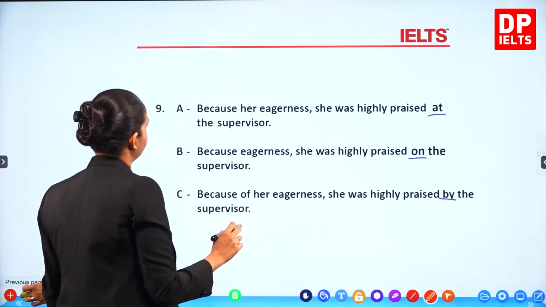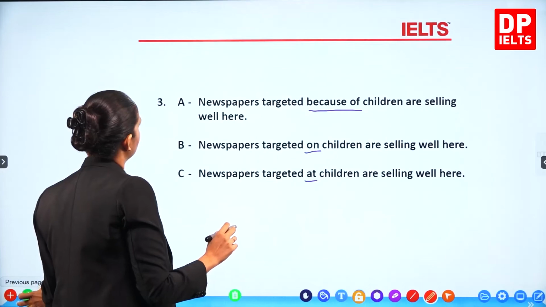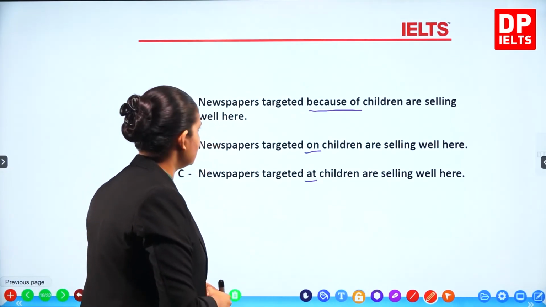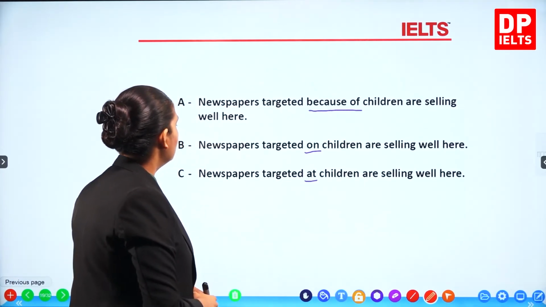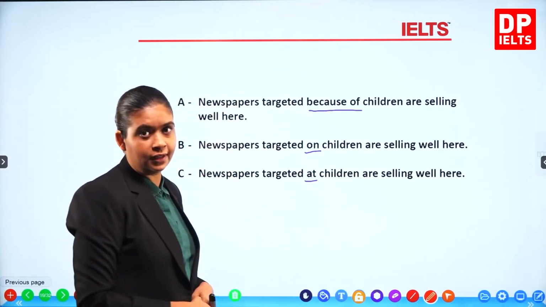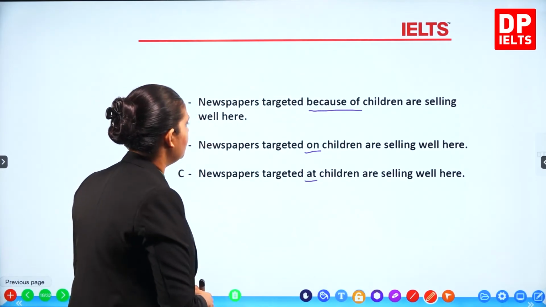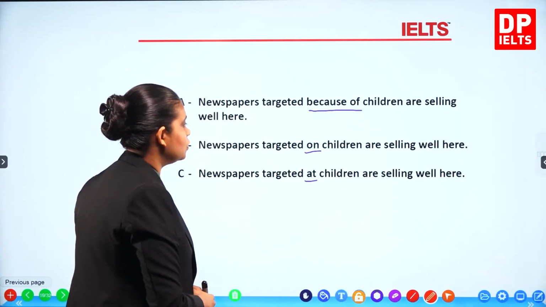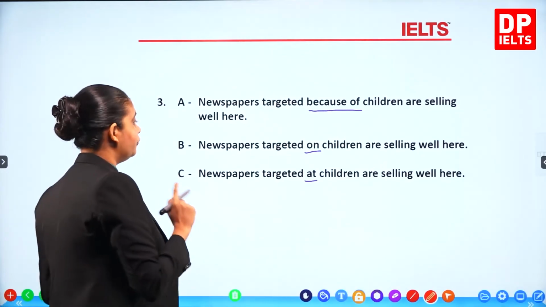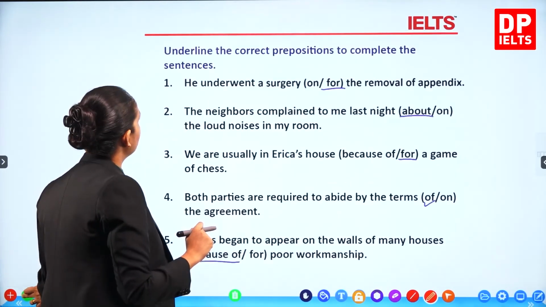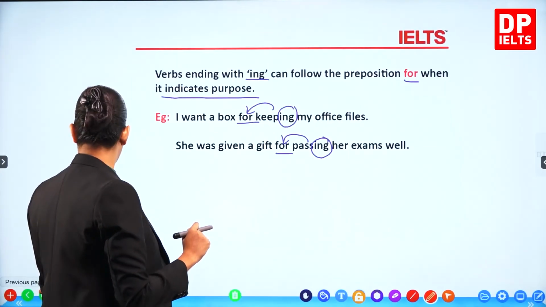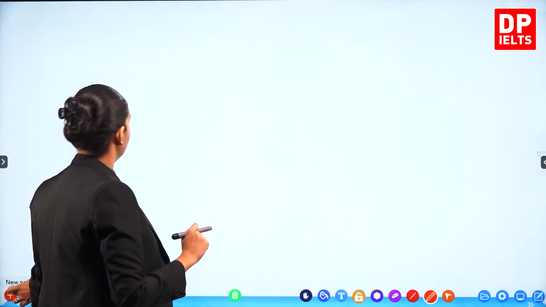Question number 3. Newspapers targeted because of children are selling? No, right? Newspapers targeted on children are selling well here. Newspapers targeted at children are selling well here, right? Alright, so you have to think about it. Now, what is the rule here? The most important thing is the rule. You have to come out with the rule.